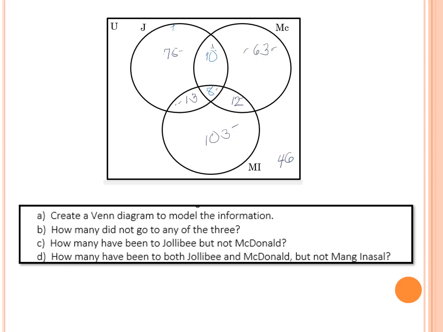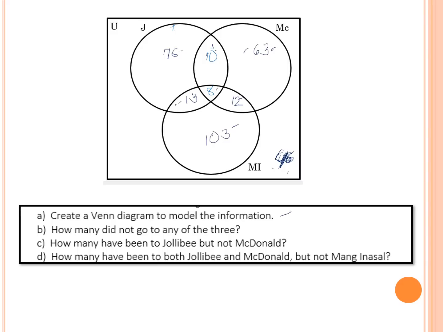Okay, so we create a Venn diagram to model the information. Okay, by the way, when we add all of these numbers, there are 46 students left, and they did not go to any of those three restaurants. That's why there are 46 outside those three circles. Now we are done with this. Let us answer the questions.